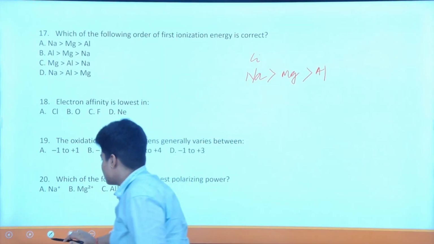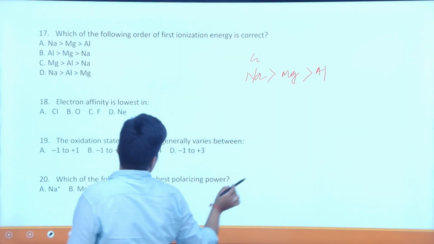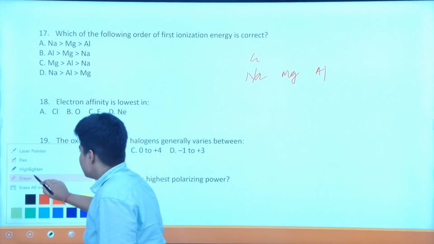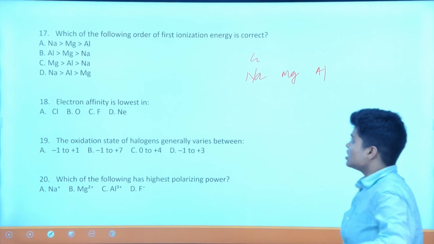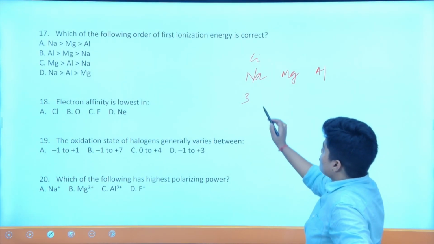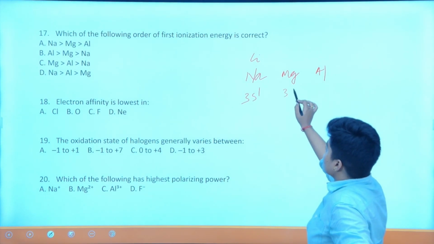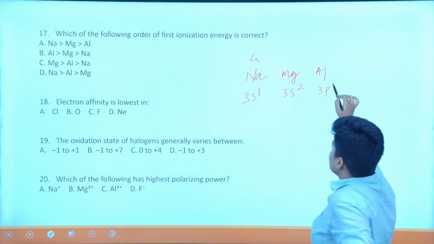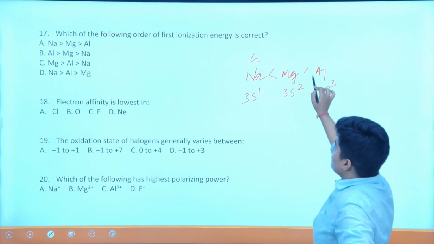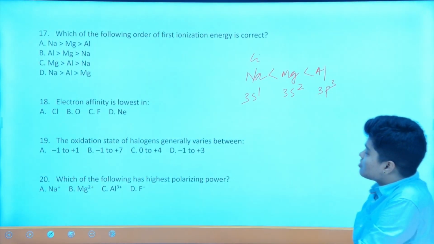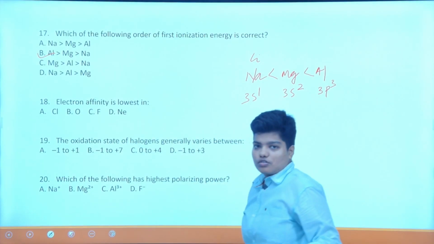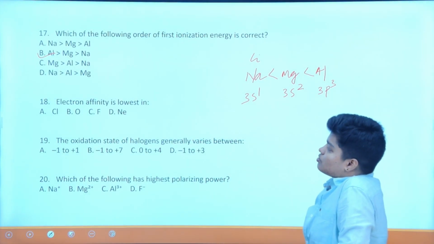Sorry, it is in decreasing order. The general trend is that it increases along the period, because sodium, magnesium, aluminum are in the third period. The outermost electrons for sodium are 3s1, for magnesium 3s2, and for aluminum 3s2 3p1. So the increasing order will be this, and it is option number B. Aluminum will be highest, then magnesium, and the least will be sodium. General trend.